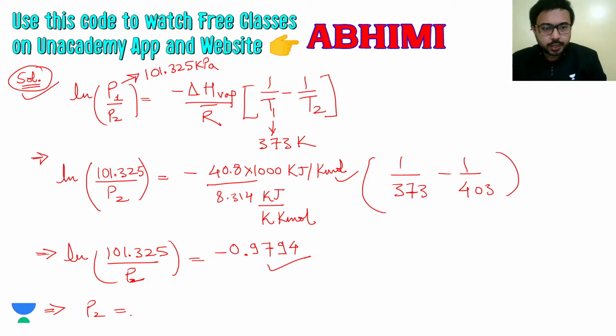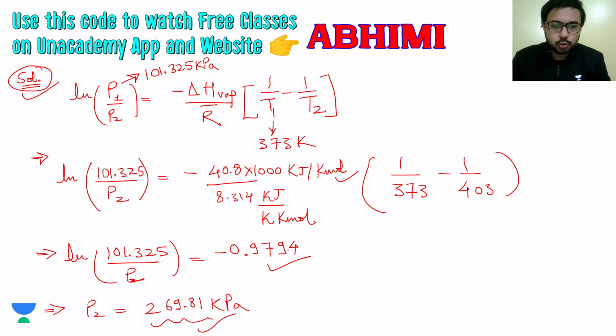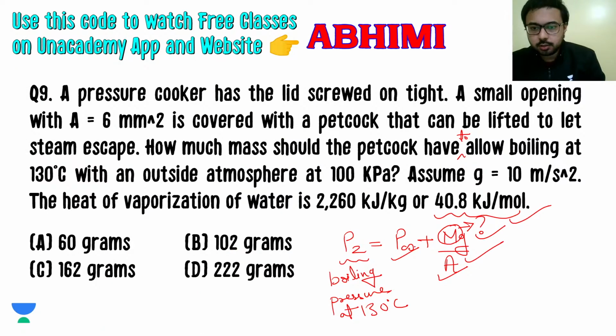So P2 is coming out, that is the boiling pressure at the 130 °C temperature, as 269.81 kilopascal. So you have to put this equal to this P infinity plus this term so that you can get the answer. So I am right now doing this here.